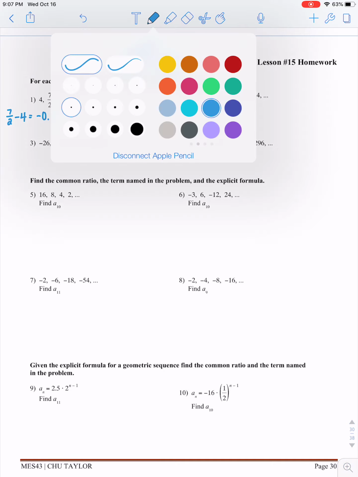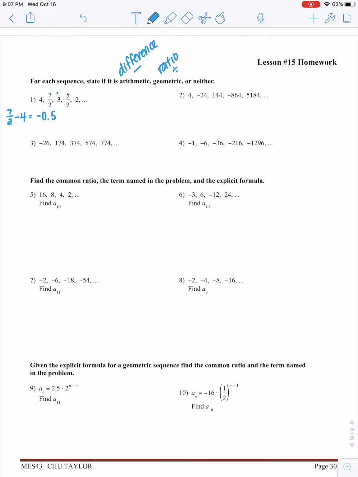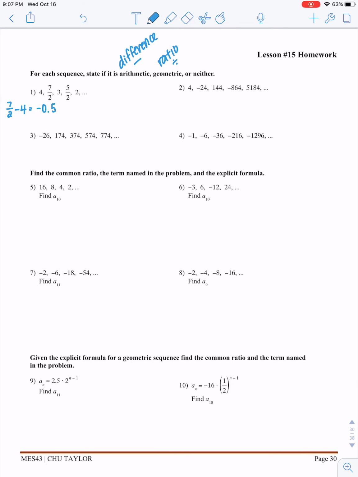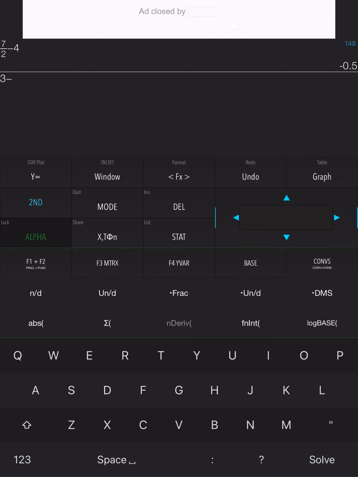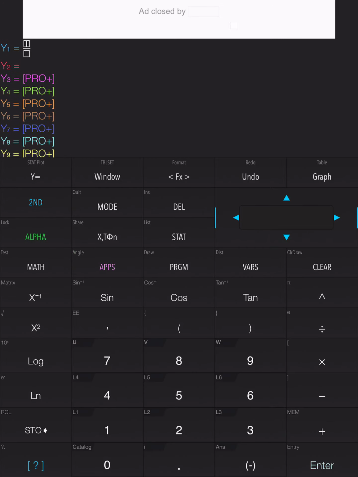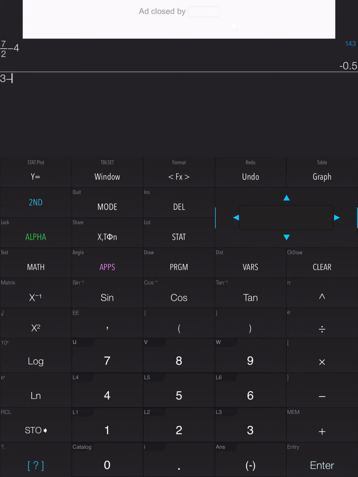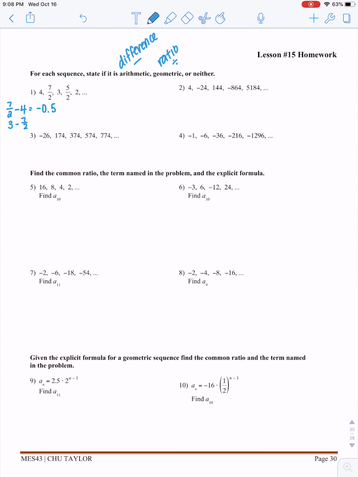Okay, the next thing we want to do is subtract our next two terms, which is going to be 3 and 7/2. So we take 3 minus 7 over 2, and let's see what we get. So 3 minus, and then alpha y equals, hey, I messed up. You do alpha y equals, and you do 7 over 2. And you get negative 0.5. So actually, since we are going to be subtracting by the same thing every single time, this tells me this is an arithmetic sequence.